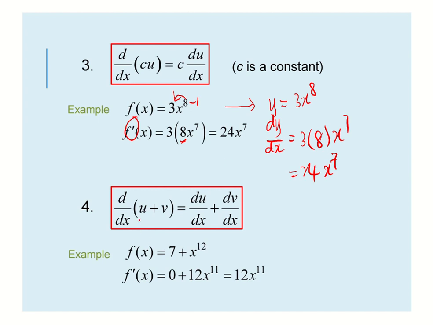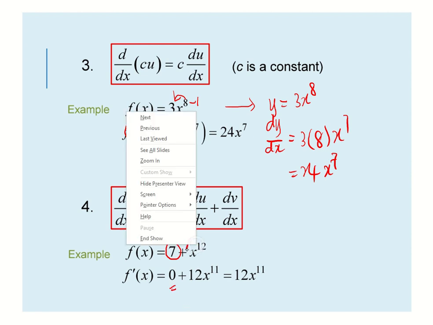Rule number 4. Now, when we differentiate two functions of x that are added or subtracted, what do we do? We differentiate them separately. For example, f(x) equals 7 plus x to the power of 12. When we differentiate this, first we differentiate the 7, so we get 0. After that, we differentiate x to the power of 12.